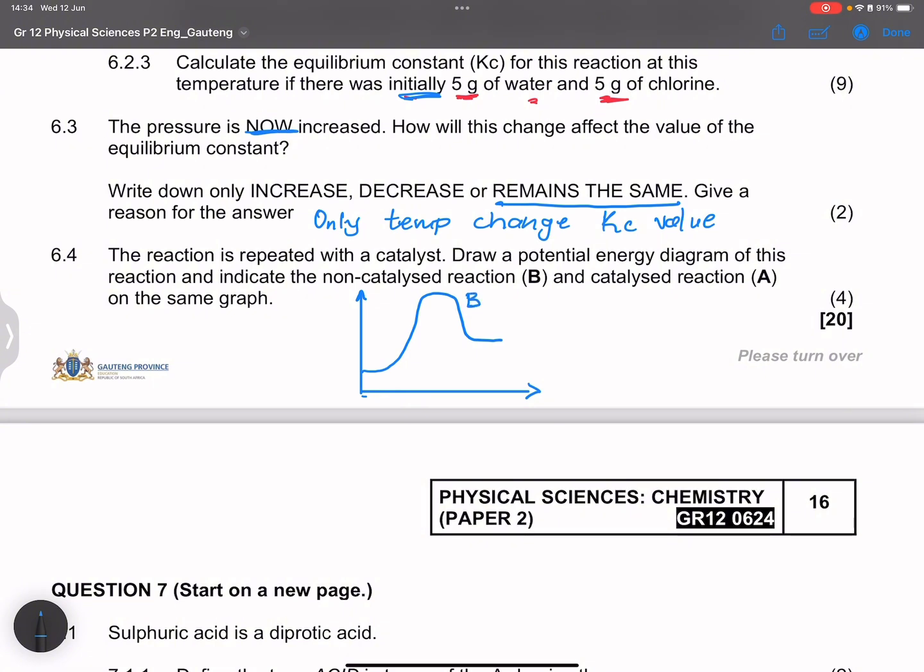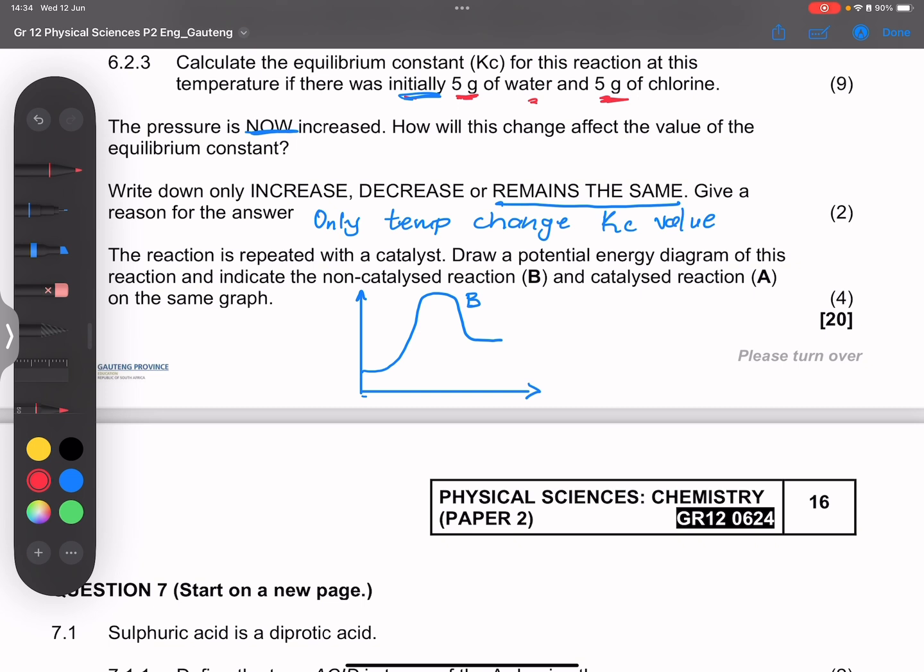Now, what would the graph that is catalyzed look like? It would be exactly the same, only the peak would be somewhat lower. So this graph here would be graph A. Okay, and please don't forget to label your axes, right? So this would be potential energy, against reaction coordinates, or you can say the course of the reaction. I think that's the more popular one, course of reaction. Right, so those are the two graphs that you have. Please remember that the graph with a catalyst would always have a lower peak.